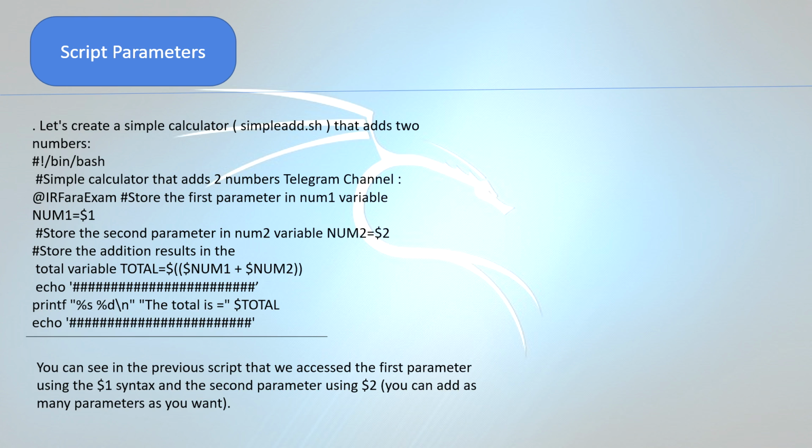Next, the script parameter. Let's create a simple calculator that adds two numbers. Slash bin slash bash, simple calculator. The first parameter, number one, variable number one is equal to one. The second parameter is number two. For the addition result, variable total equals number one plus number two. Print percent total, the total is the total.